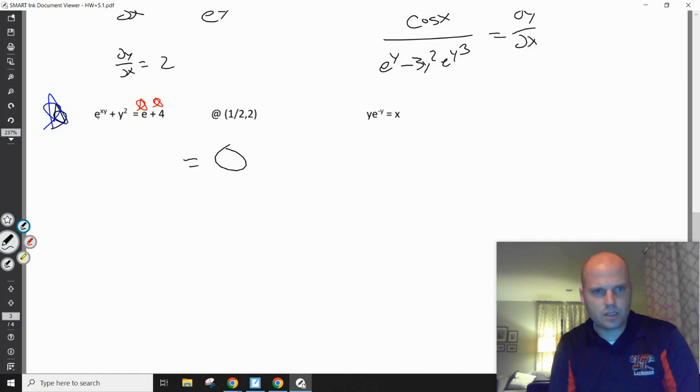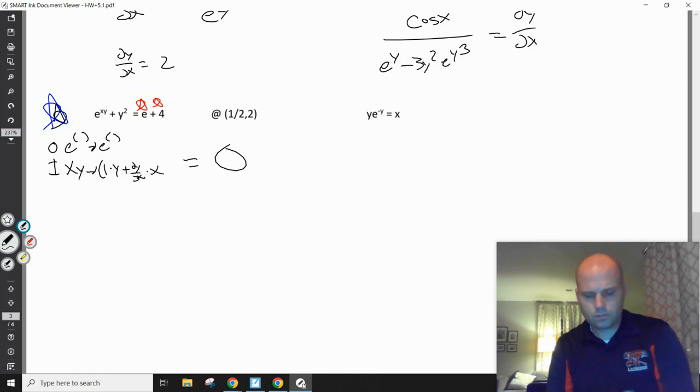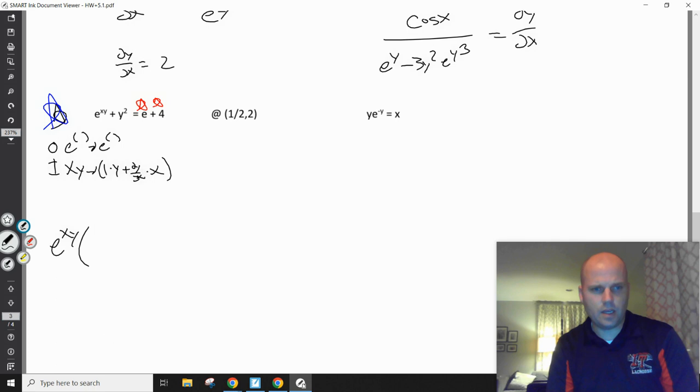Derivative of e to the xy. I'm going to realize that its derivative is a product. Okay, so let's give some space here. So I got e to the xy times y plus dy dx x, plus 2y dy dx equals 0.